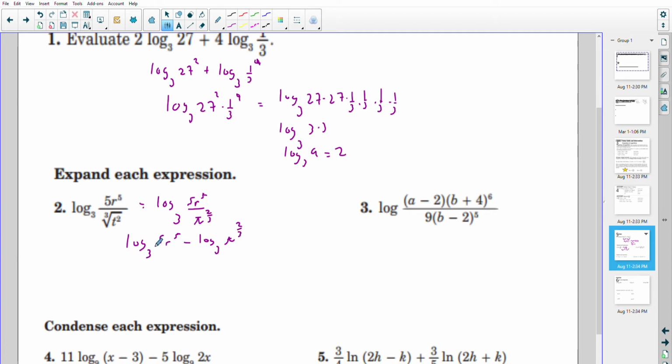And then you're going to want to separate all that out. I'm going to do a couple steps at the same time. This is product and power rule. So it's going to be log base 3 of 5 plus log base 3 of r, and there's a 5 out front with that power property, minus 2/3 log base 3 of t.